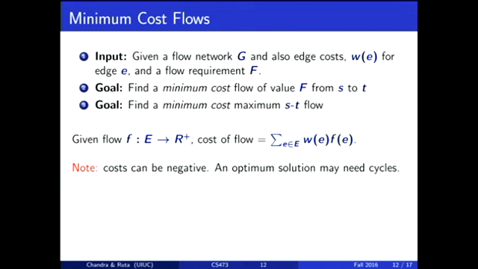If the cost can be negative, an optimum solution may need cycles. I'll give you an example. But why is minimum cost flow interesting? Clearly, it's a more general problem. If I put cost equal to zero, I'm still solving the maximum flow problem. But it is very powerful because you can solve a lot of interesting problems, because many times you want to find things which are not only feasible but also of low cost. So let's look at the shortest path problem. Why is the shortest path problem a special case of minimum cost flow?